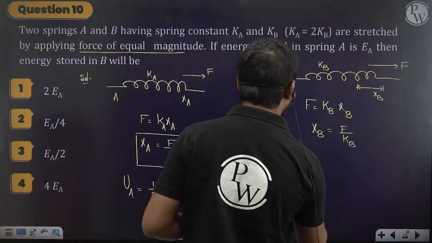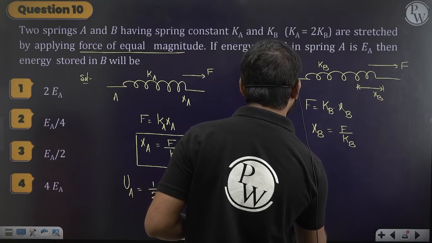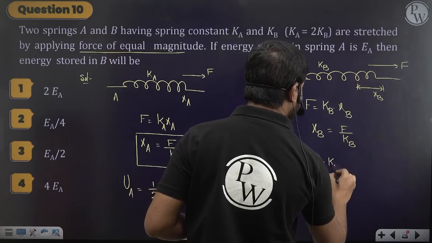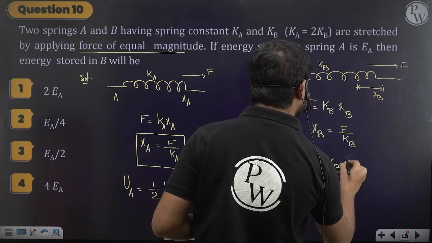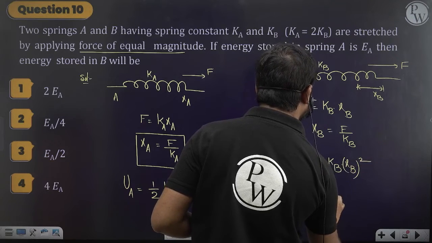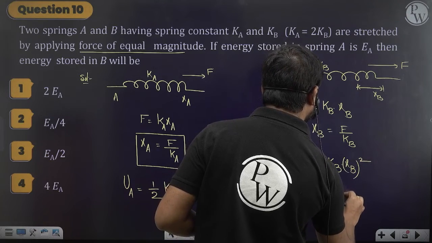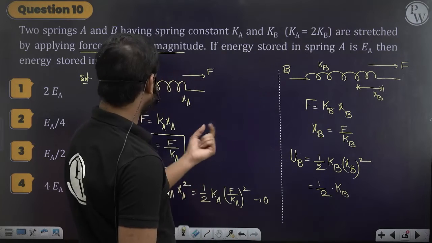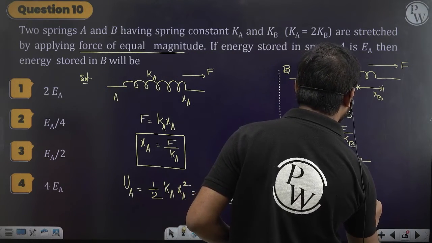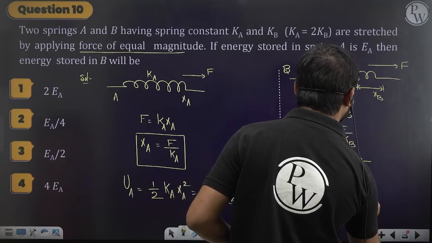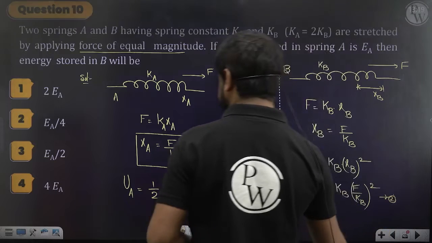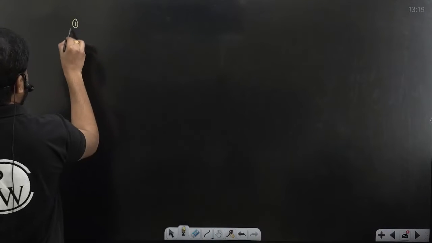So from here, let's write the potential energy stored in the second spring. So Ub is equal to half Kb into Xb whole square, right? So here I am writing half into Kb into, in place of Xb, I am writing F by Kb whole square. So let it be equation number 2. Now let's divide equation number 1 by 2.